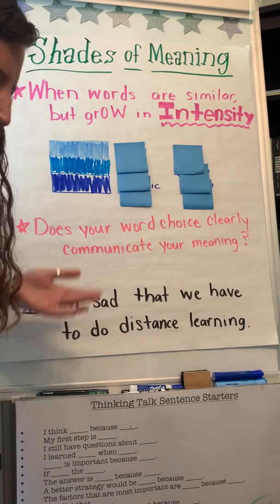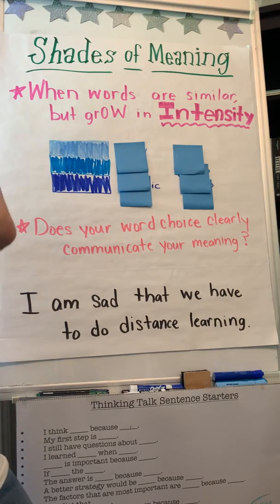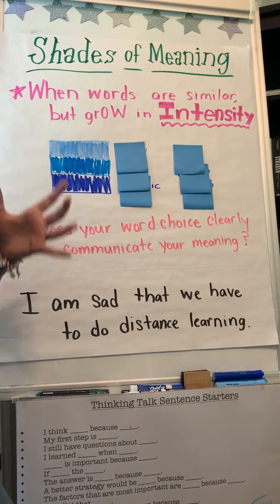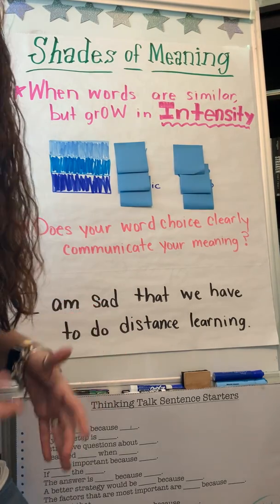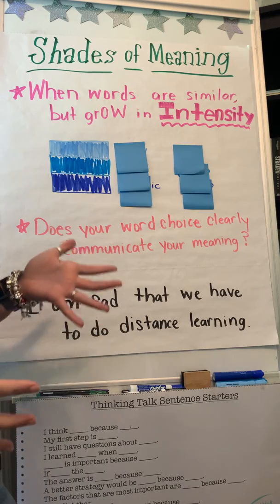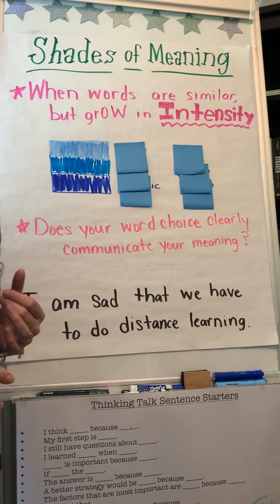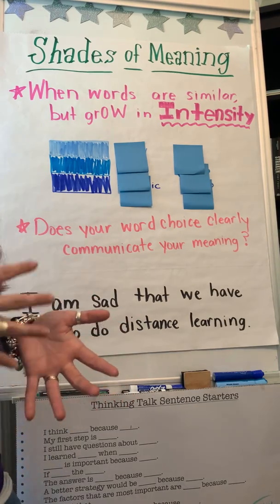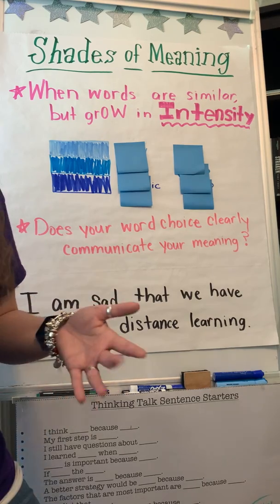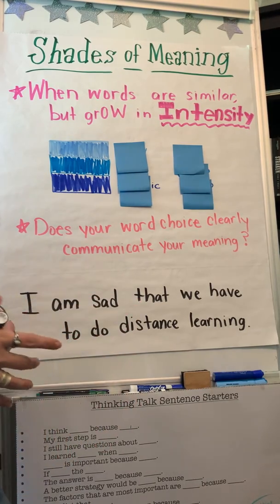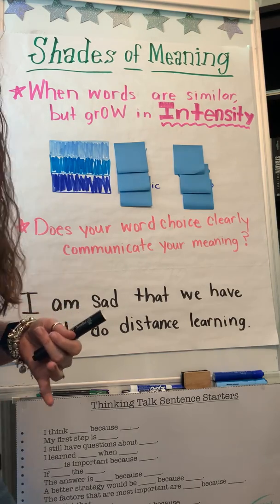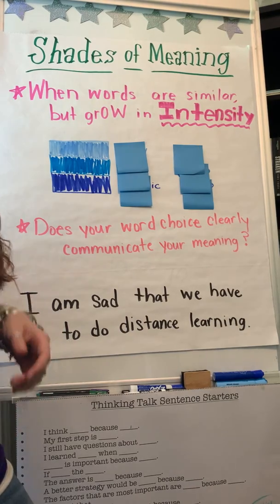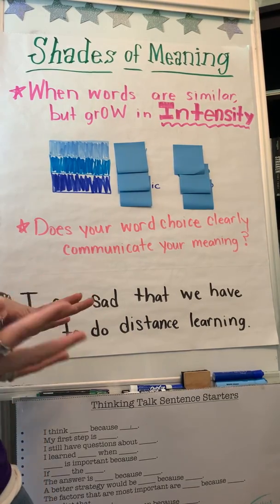So let me go over what exactly shades of meaning are. In our crazy English language, there are many words that have similar meanings. Think like walk and stroll. They both mean to move slowly. You know if someone is walking or strolling, they're not running. You know if someone is jogging or racing, they're not moving slowly, they're moving faster. Those are words that have similar meanings.